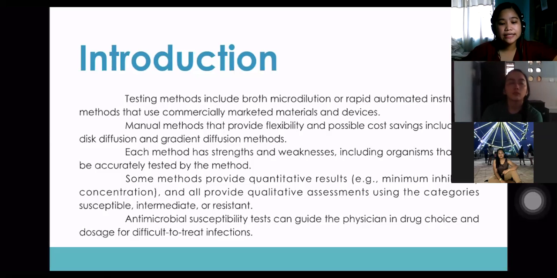So this test can guide the physician in drug choice and dosage for difficult to treat infection.